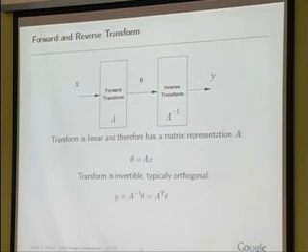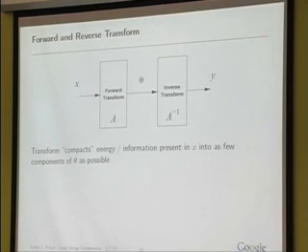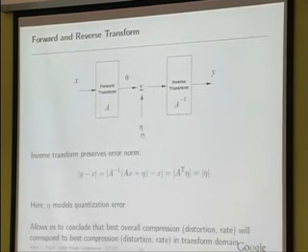Okay, let's talk about the transform for a minute. So the transform in traditional transform coding is linear. It's typically orthogonal. And the goal here is to compact the energy or the information present in the input vector into as few components as possible. So after transformation, all of the important information should be packed into only a few of those coordinates in the resulting vector.